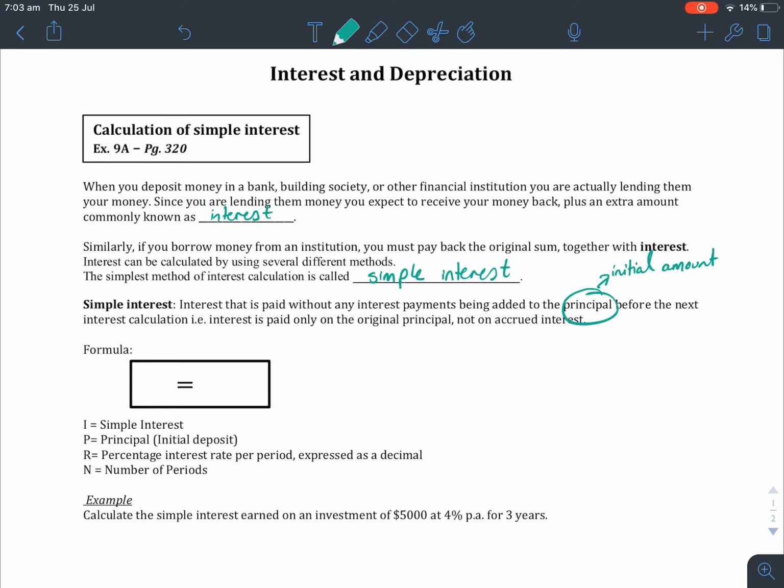And we have a formula for that. Our formula is I equals P R N. P times R times N. Okay, what do each of those things stand for? I stands for simple interest. P stands for principal, which is the initial amount. R is the percentage rate per period, and we express that as a decimal. And N is the number of time periods.